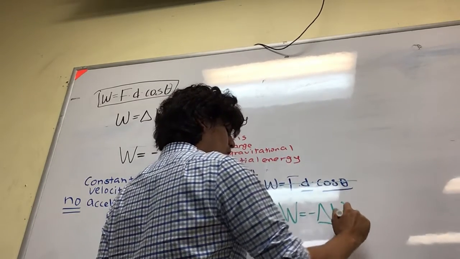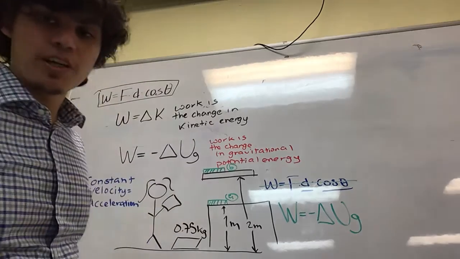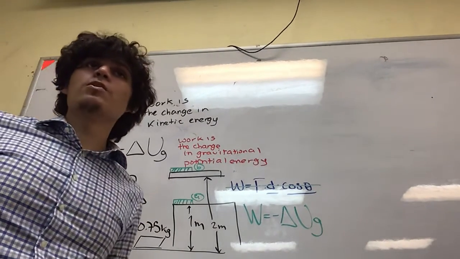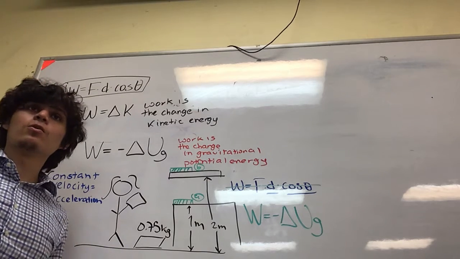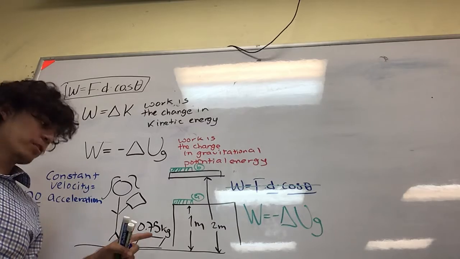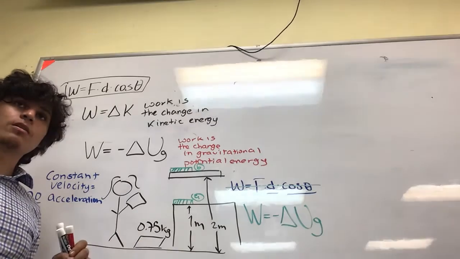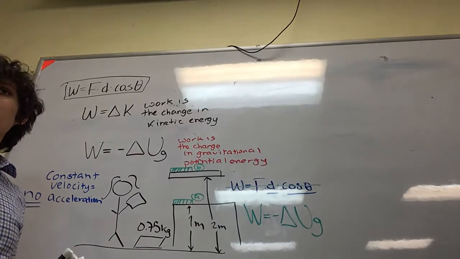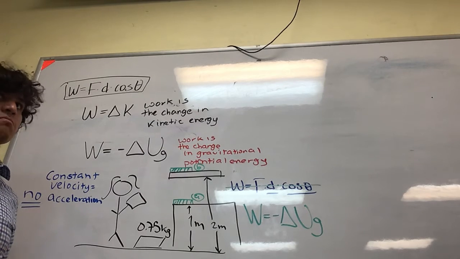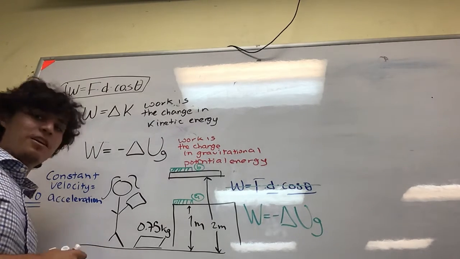Right? Not the change in U as a person, but rather the change in U as in gravitational potential energy. Now, let's use a little bit of common sense. Jose Luis, how much gravitational potential energy does the book have lying down there? 0. That's right, because it's not lifted at all. There's no potential for it to fall because it's already on the floor.